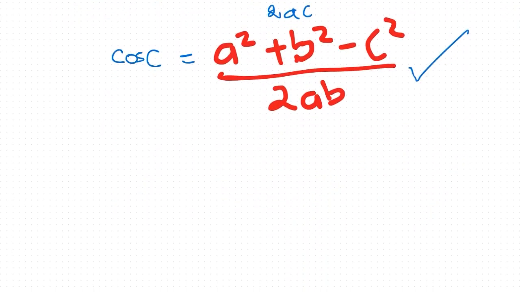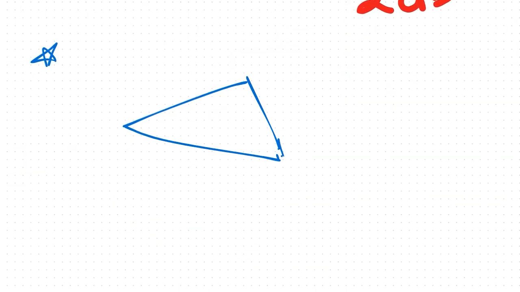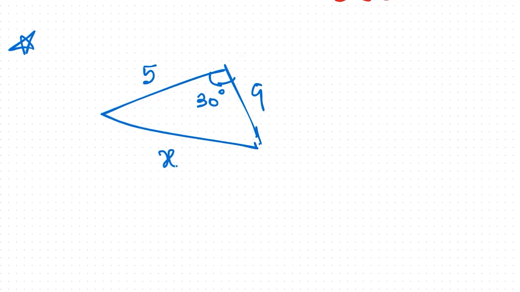Do you understand? No. Let's say the question is like this. Let's say this angle is 30 degrees, this side is 5, and this is 9. This is x. The question will be asked like: find the value of x using cosine formula.